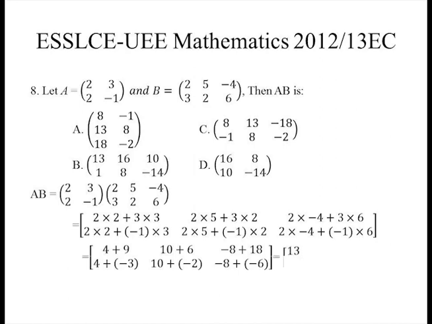which is equal to 4 plus 9 is 13. 10 plus 6 is 16. Negative 8 plus 18 is 10. 4 plus negative 3 is 1. 10 plus negative 2 is 8. Negative 8 plus negative 6 is negative 14. So choice B is the right answer.